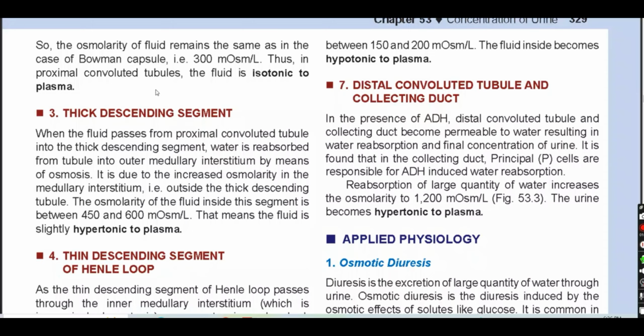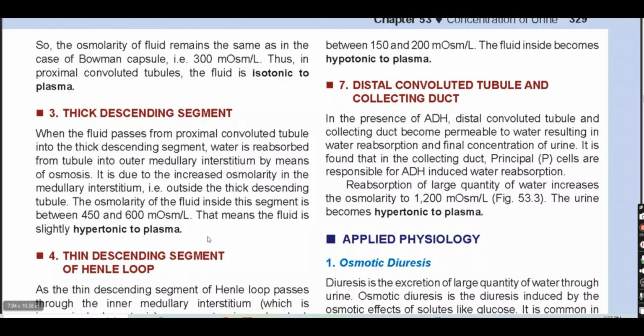Now, the next part is the thick descending portion of the loop of Henle. When the fluid passes from the PCT, or proximal tubule, and reaches the thick descending segment, water is reabsorbed from the tubule into the outer medullary interstitium by means of osmosis. It is due to the increase in osmolarity in the medullary interstitium, which is outside of the thick descending tubule. The osmolarity of the fluid inside the segment is 450 to 600 milliosmol per liter. That means the fluid is slightly hypertonic to the plasma.